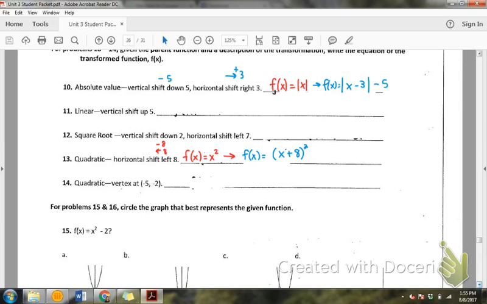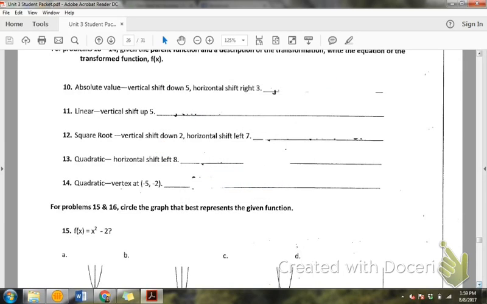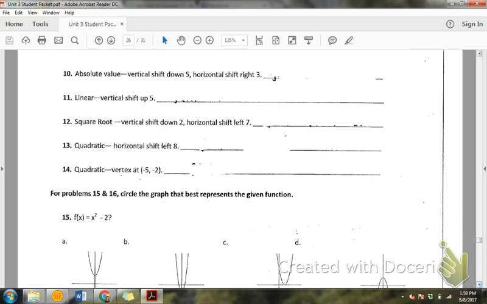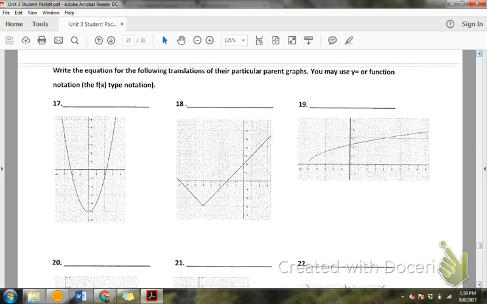On 17 through 25, they're going to give you a graph, and you have to write the equation from it. I will help you figure out where they are if you can't see. The first thing that I would ask you to do is find the vertex. So make yourself a little note. Number 1, the first step you should be doing is finding that vertex.